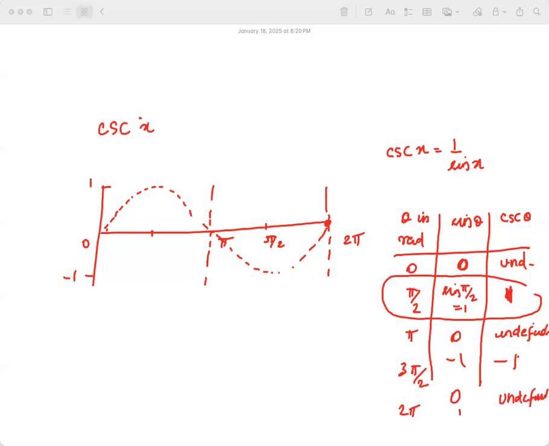See how many undefined. So it starts at undefined, goes to a value of 1. At 0, it is already undefined, coming from somewhere up. But then at pi by 2, it goes to 1, the same as a sine graph. At its peak, it remains the same. But at pi, it goes to undefined. You see what happens? Guys, are you with me? Yeah.